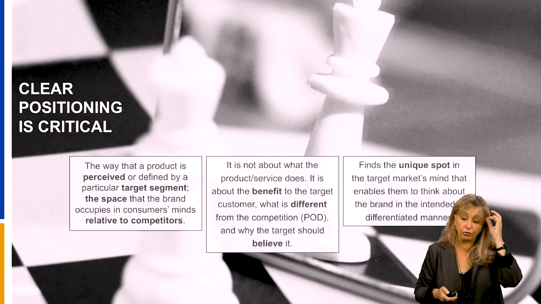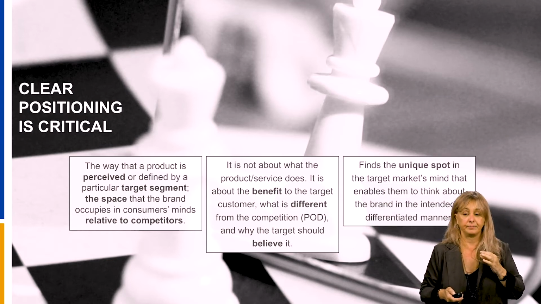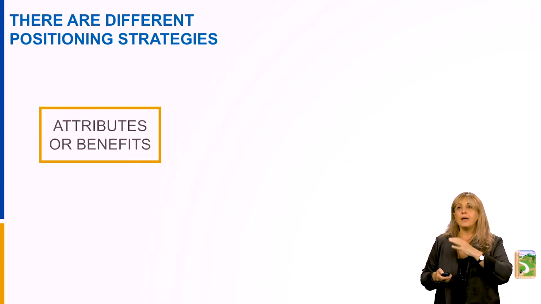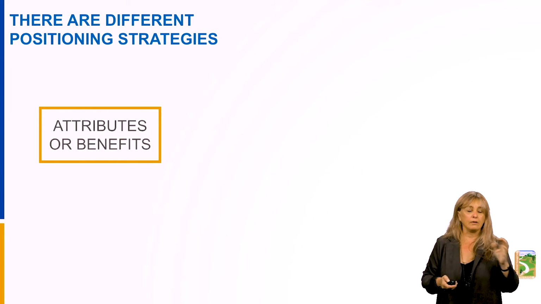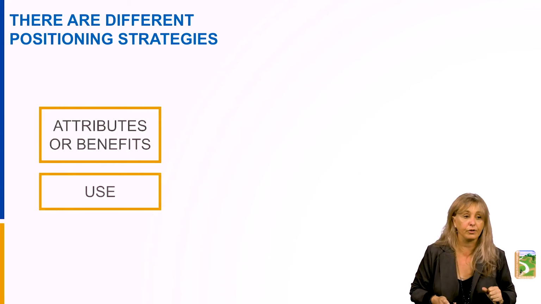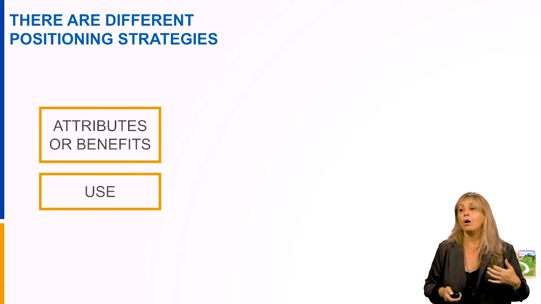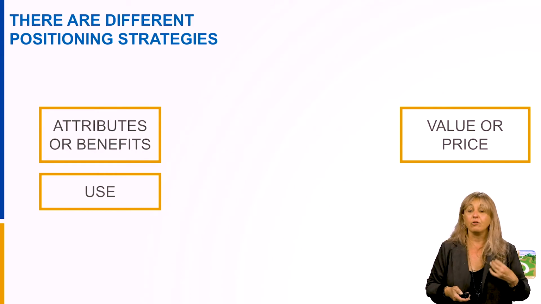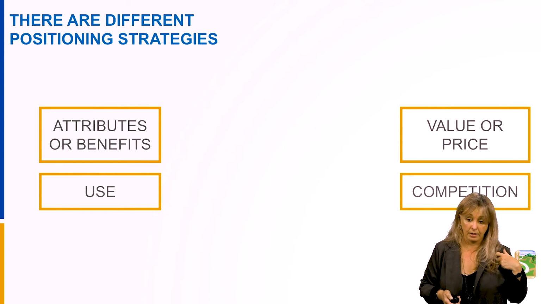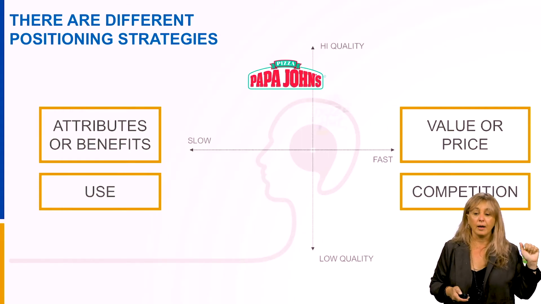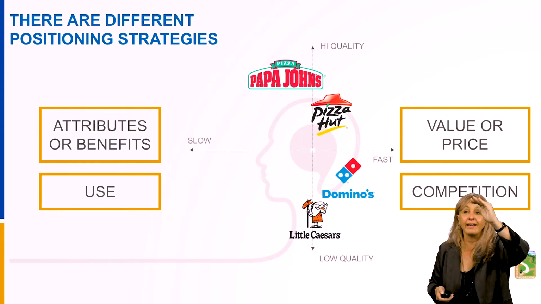So again, it finds a unique spot in the target's mind. There are many strategies to define positioning. You can define position based on attributes or benefits, like the taste of the coffee, based on use, because we drink coffee in this lovely environment, or based on value or price, it is the cheapest coffee, or based on the competition, it is the best coffee in the neighborhood. Yeah. And the important thing is where it occupies.